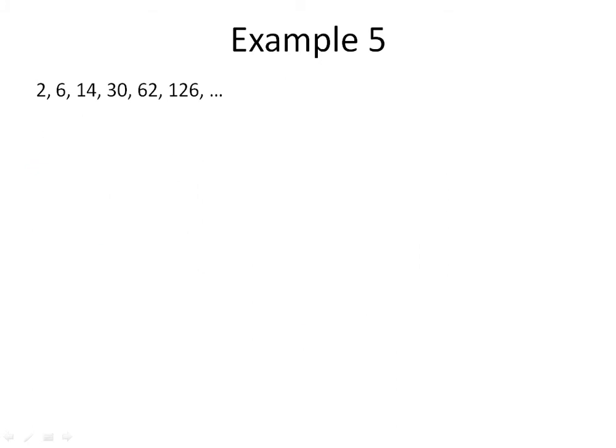Okay, example 5. We got a list here of 2, 6, 14, 30, 62, and 126. So what we've got here is what? This one is an example of being neither one, because it does not have a common ratio and it does not have a common difference. So this is neither.